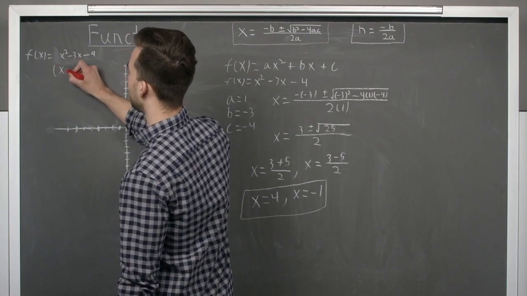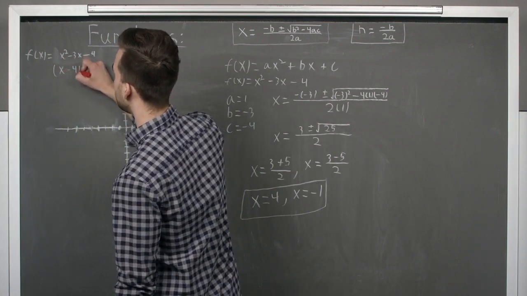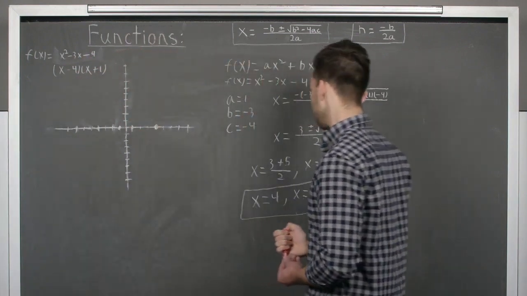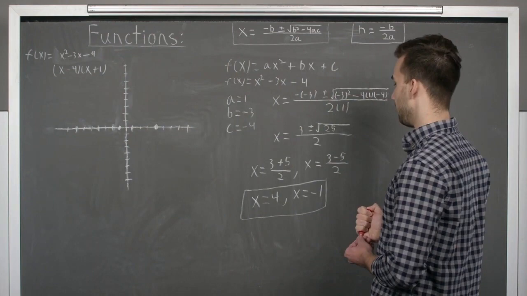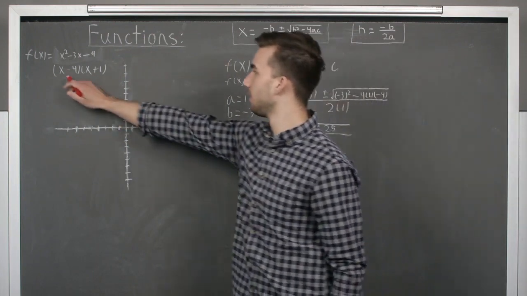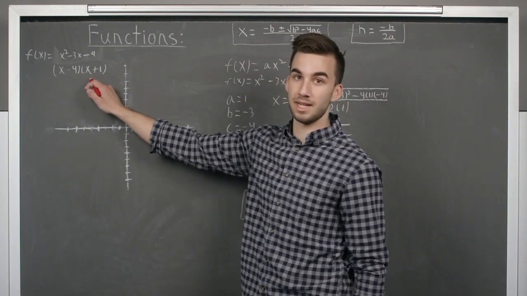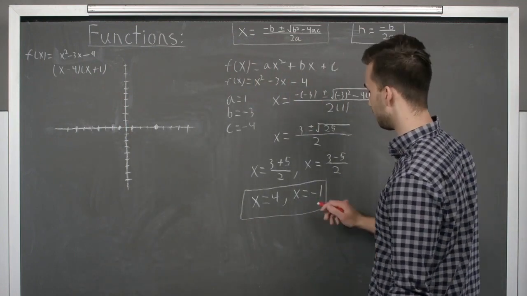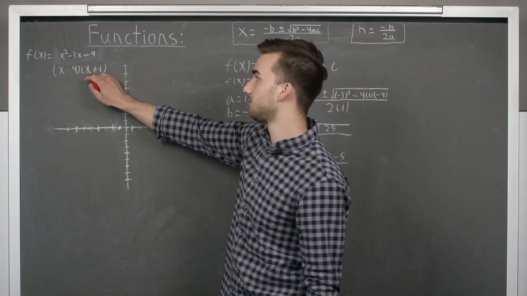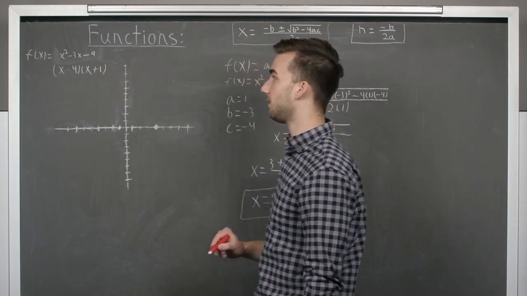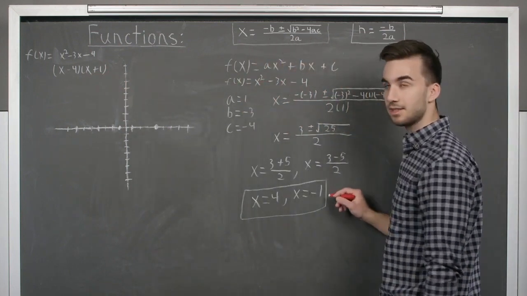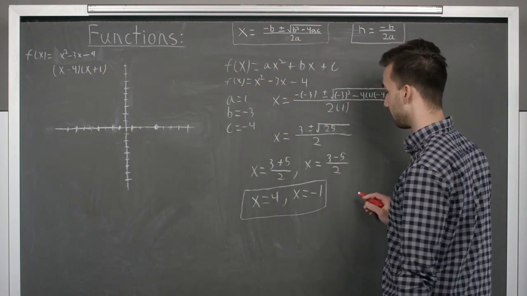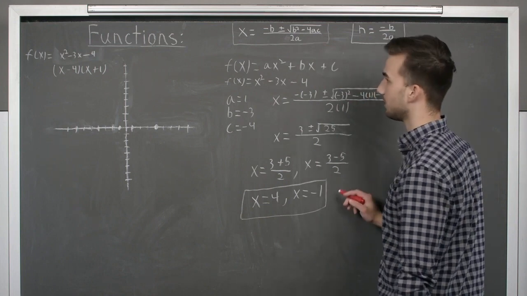And as you can see, if we factor this expression up here, this function, we can factor it as x minus 4 times x plus 1. So you can see that if x was equal to 4, 4 minus 4 is 0, that would make our function equal to 0. And also, if x was equal to negative 1, negative 1 plus 1 is 0, that would also make our function 0. So this is basically a calculator that will find us where our function is equal to 0.